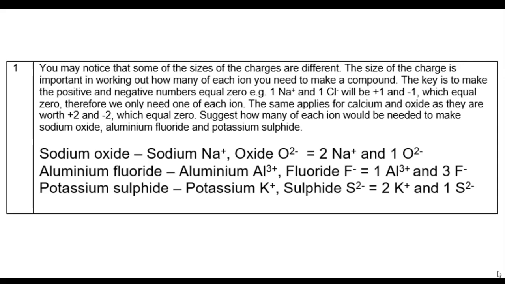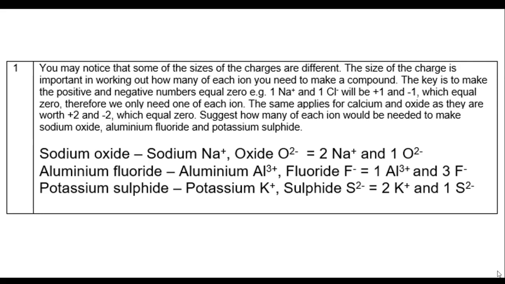So for aluminium fluoride, aluminium ions have a +3 charge. Fluoride ions only have a -1 charge. So we need just one aluminium ion, but because it's got +3 charge and fluoride ions only have -1, to make it equal we then need 3 fluoride ions.